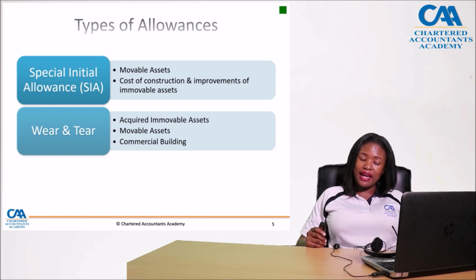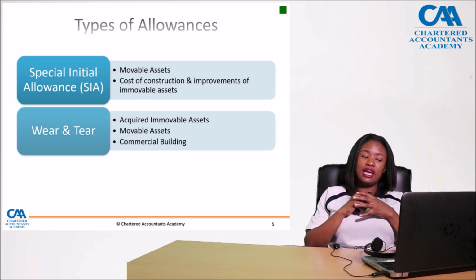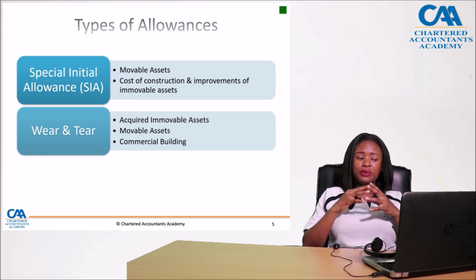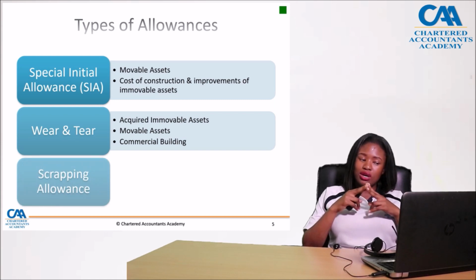So remember, for SIA, if you didn't construct the building, you're not allowed to deduct SIA. So if, let's say, you buy an already built factory building, then you have to claim wear and tear. And then we also have what is called a scrapping allowance. It is not a usual allowance, if I could say.